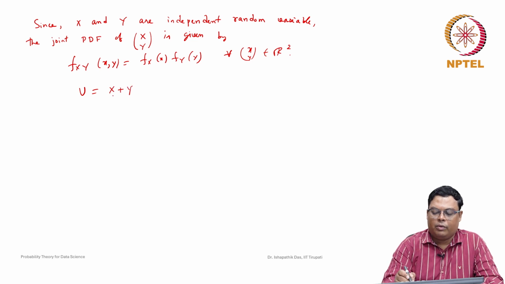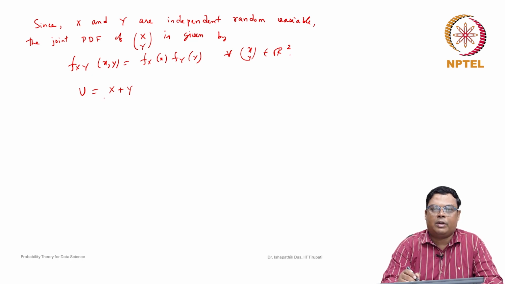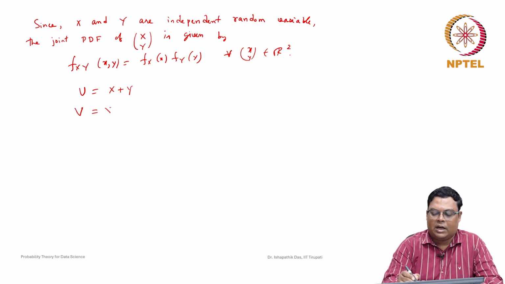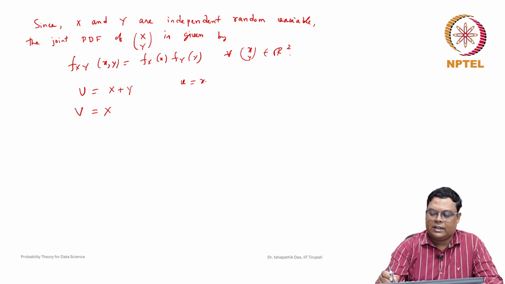Now since we do not have any formula for a transformation from R2 to R, for using the bivariate theorem we need a transformation from R2 to R2. So we need another function. Let us consider, very simply, v is equal to x. So in real numbers, u is x plus y and v is equal to x.